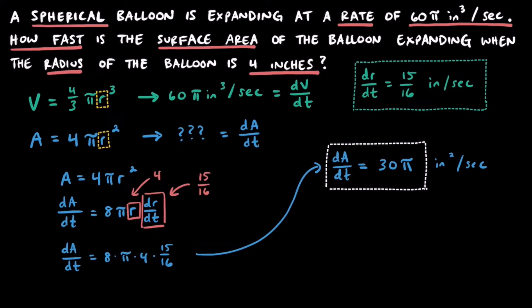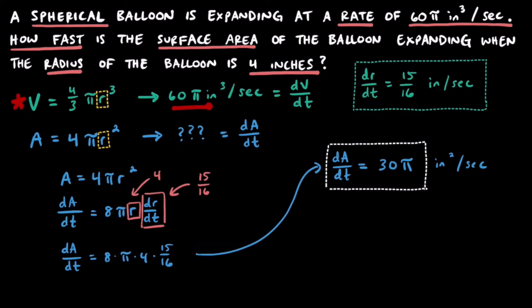So when the question was asking us how fast the surface area of the balloon was expanding when the radius was equal to 4, we know that it's changing by 30 pi inches squared per second. Now for some key takeaways here, we started off with this volume formula because we were actually given a rate to work with, so we had more information.